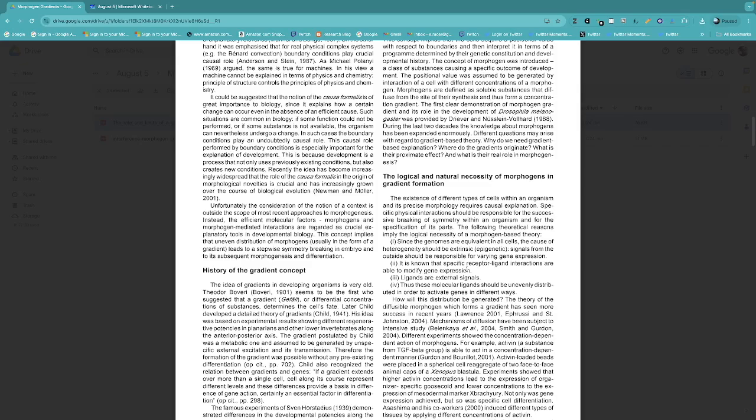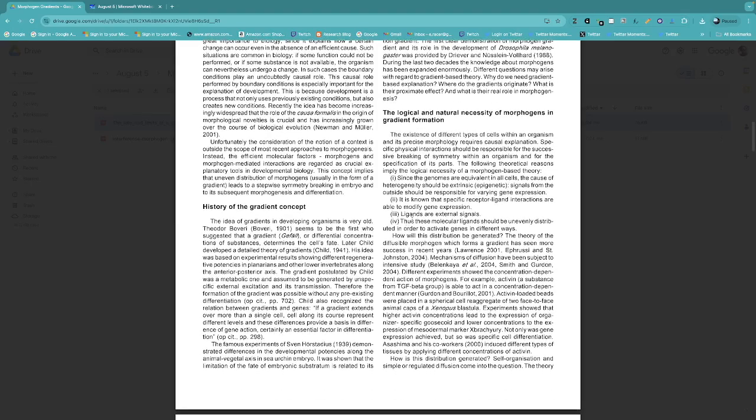Number two is, it is known that specific receptor-ligand interactions are able to modify gene expression. This is where these signals are transduced into the cell, and this is where we know that that can modify gene expression, as well as getting information from that external gradient or those external sources into the cell. Three, ligands are external signals, so we can use ligands at the receptors, and those ligands qualify as these morphogens. Four is the concluding point: thus these molecular ligands should be unevenly distributed in space in order to activate genes in different ways.